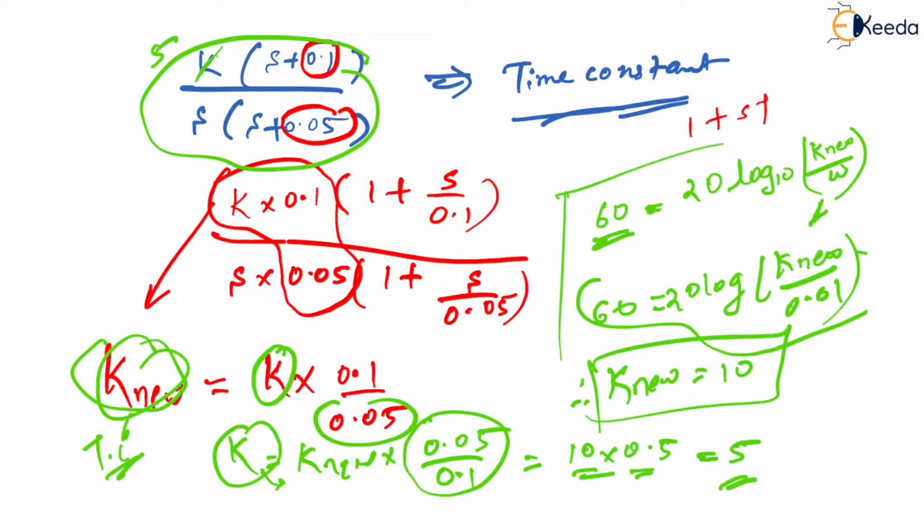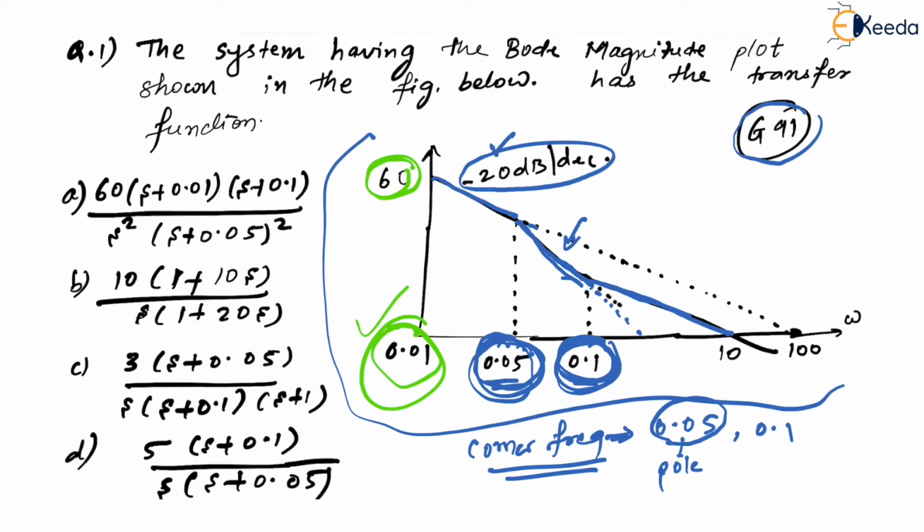So what do you get then? You get 5 into s plus 0.1 upon s into s plus 0.5. So it becomes 5 into s plus 0.1 upon s into s plus 0.5. So option D is the answer.